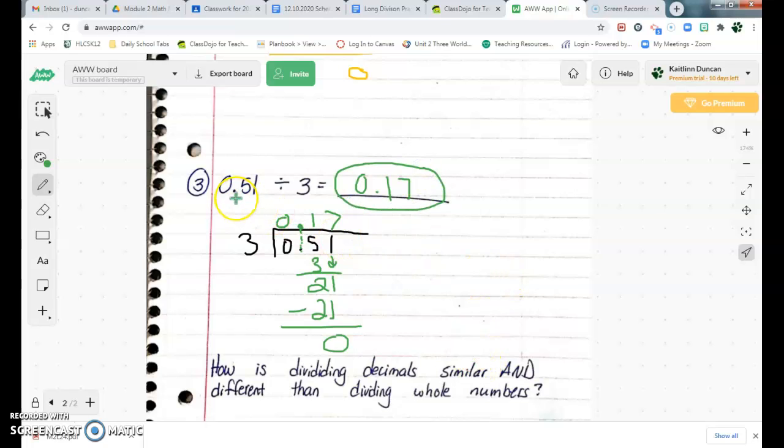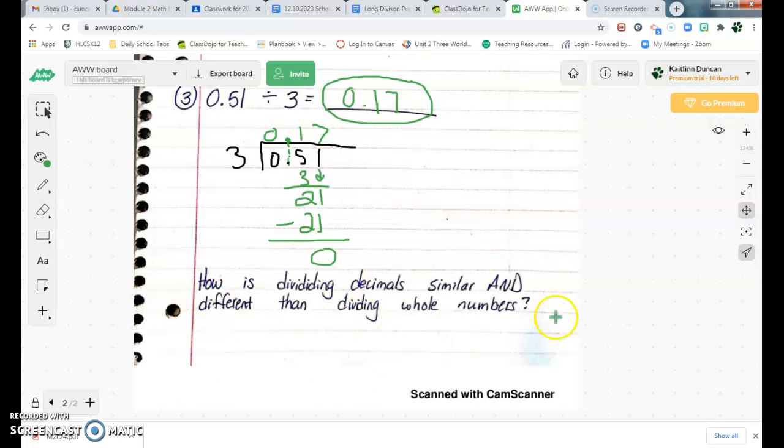So when you have a decimal in the dividend, don't freak out a little bit. It's okay. We're just going to throw it up, add some zeros if we need to, and use the same steps that we've been using. So my debrief question that I want you guys to answer today is, how is dividing decimals similar and different than dividing whole numbers? What are the similarities and what are the differences in dividing whole numbers and decimals? So just think about that.